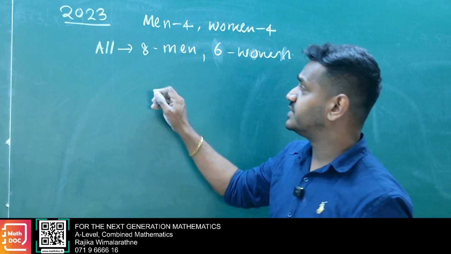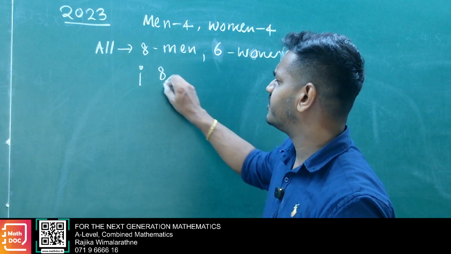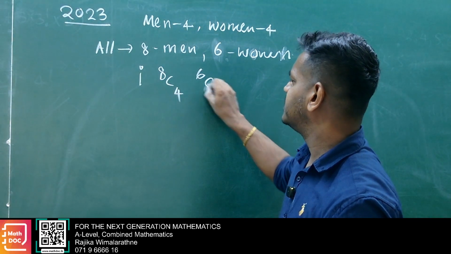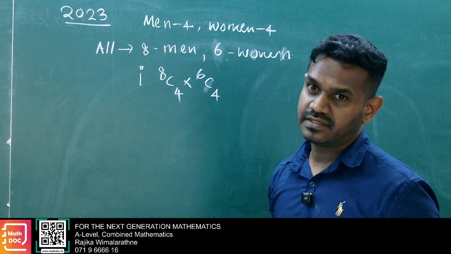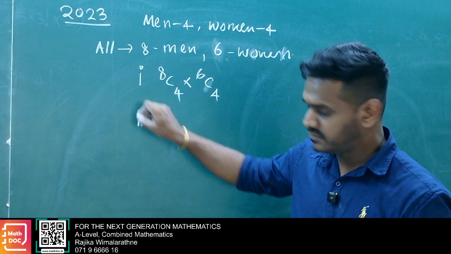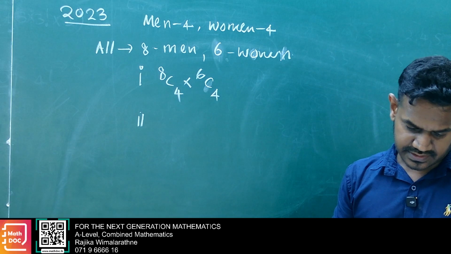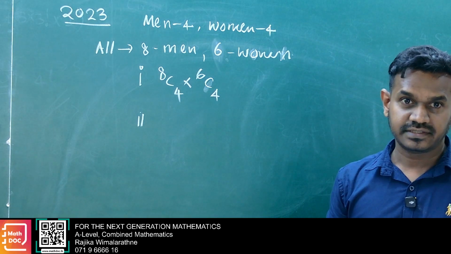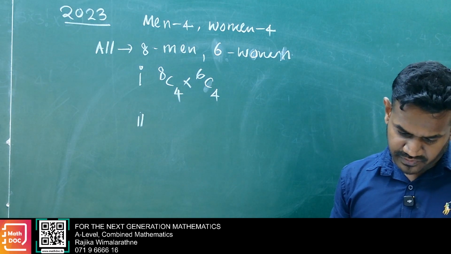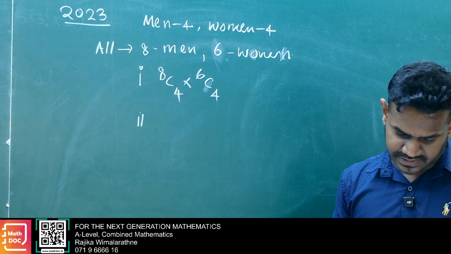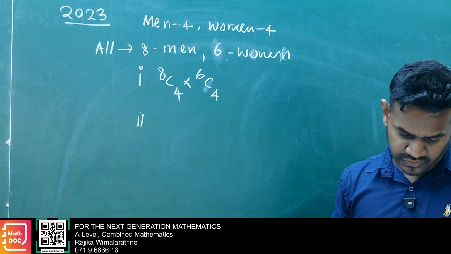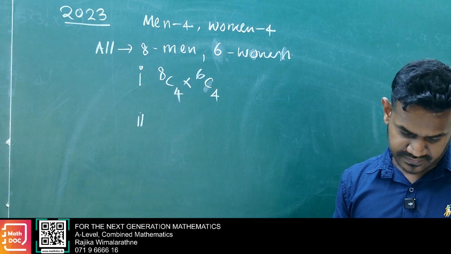Then from 8 men we have to select 4, 8C4. Then from 6 women we have to select 4, 6C4. Multiply. Okay, simple. Then second one, suppose that such a committee was selected. Find the number of different ways in which those committee members can be seated in a row if no 2 women can be seated next to each other.